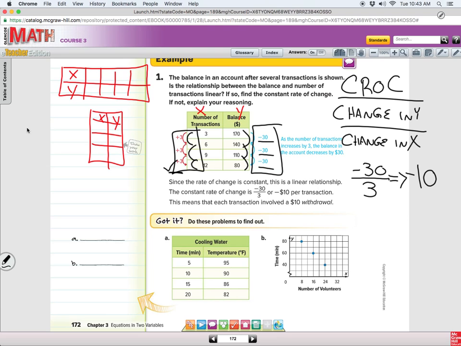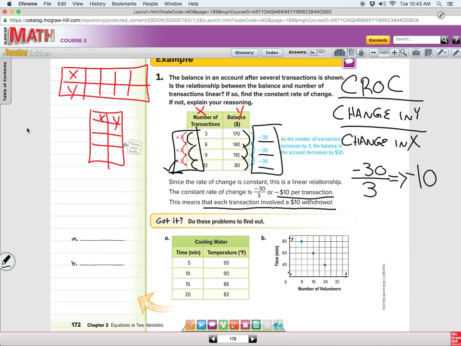What does that actually mean? That means that right here it's minus $10 per transaction. So each transaction involved a $10 withdrawal. Because when you're taking money out, that's a withdrawal. You're losing money, or spending it on whatever you're doing.